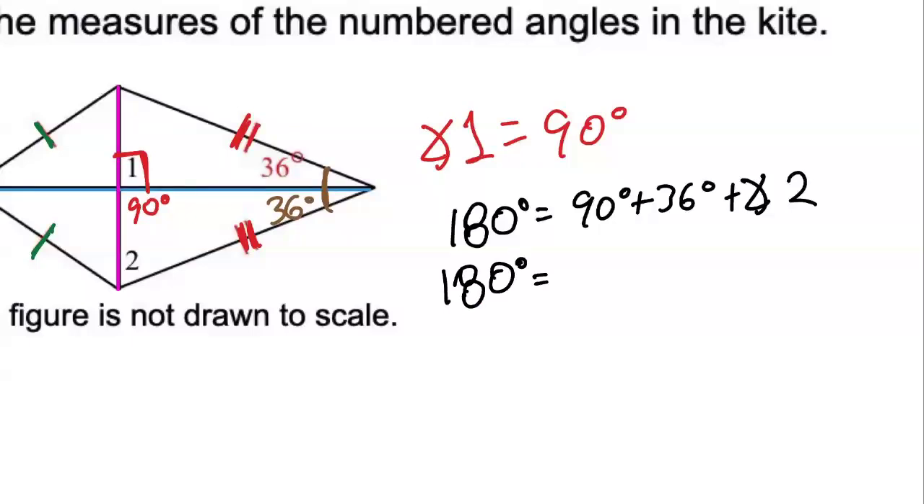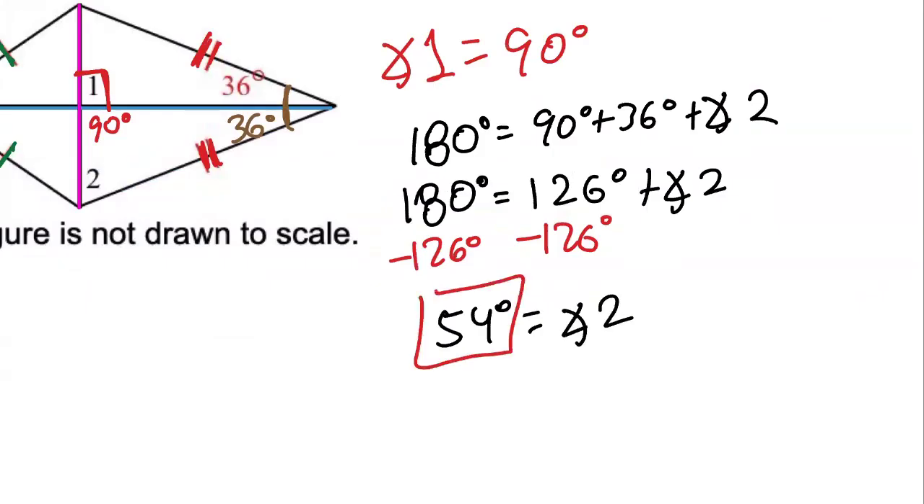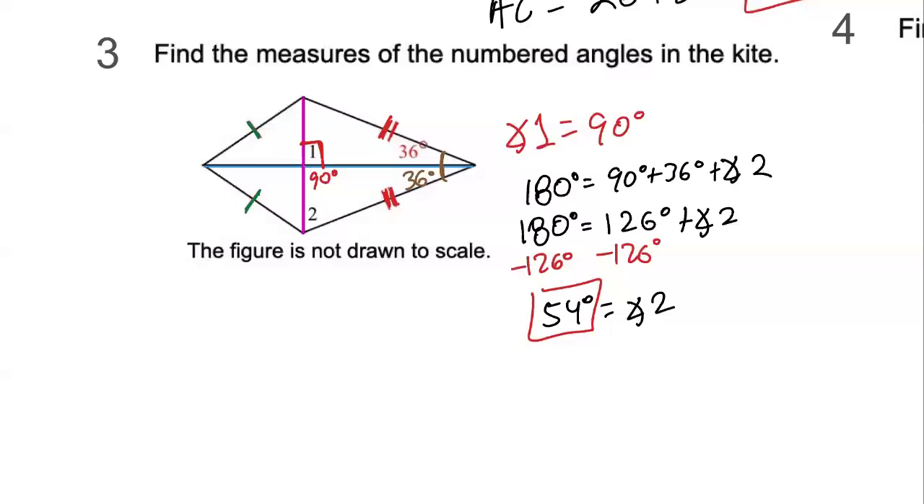All right, so 180 is equal to 126 plus angle 2. Subtract 126. So 180 minus 126 gives me 54 degrees, and that is angle 2. Because remember, what's the sum of the angles of a triangle, no matter what kind of triangle it looks like? 180. So it's another thing you kind of gotta know.